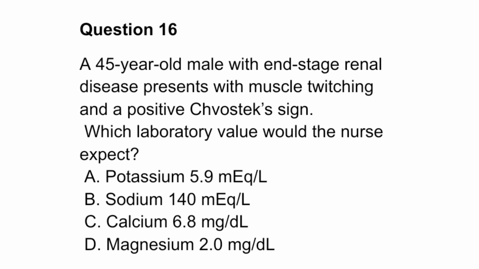Question 16. A 45-year-old male with end-stage renal disease presents with muscle twitching and a positive Chvostek's sign. Which laboratory value would the nurse expect? A. Potassium 5.9 milliequivalent/L. B. Sodium 140 milliequivalent/L. C. Calcium 6.8 milligrams per deciliter. D. Magnesium 2.0 milligrams per deciliter.